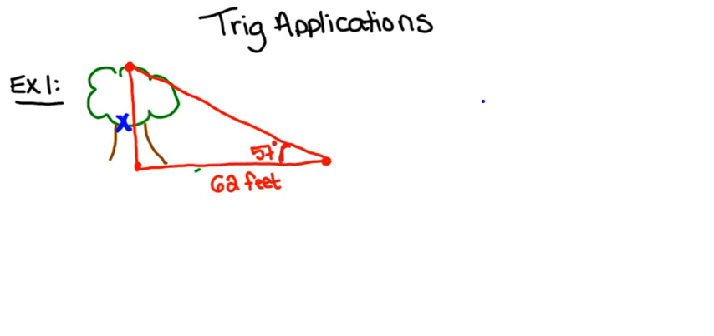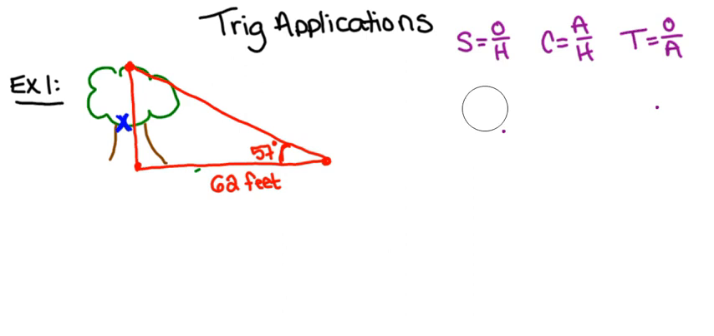So I'm going to remember here, and I love putting these on a sticky sheet. I've got sine is equal to opposite over hypotenuse, or SOH. Cosine is equal to adjacent over hypotenuse, or CAH. Tangent is equal to opposite over adjacent, or TOA. And again, if it were me, I would put those on a sticky note, and then I'd have them to move from page to page.